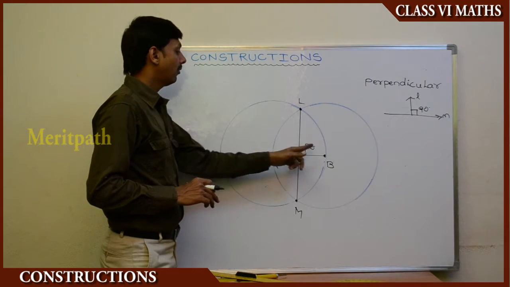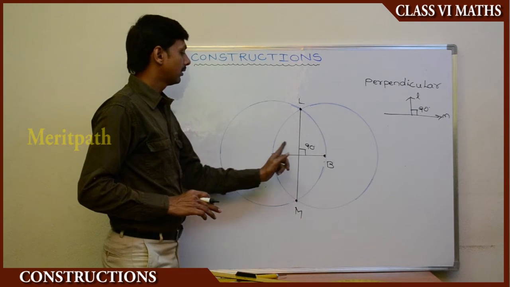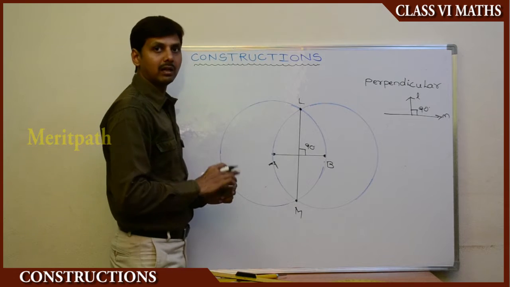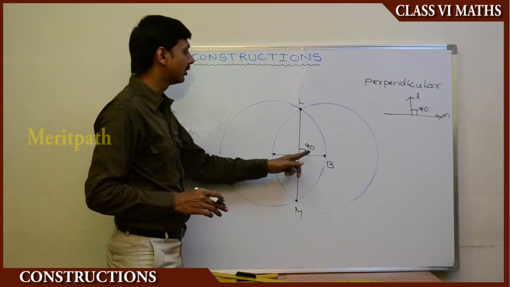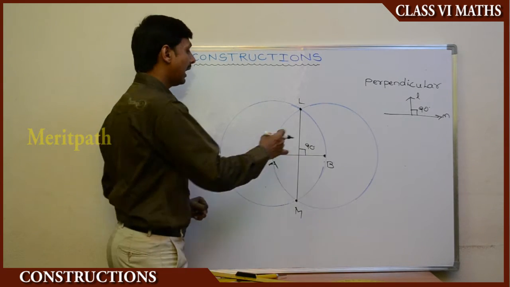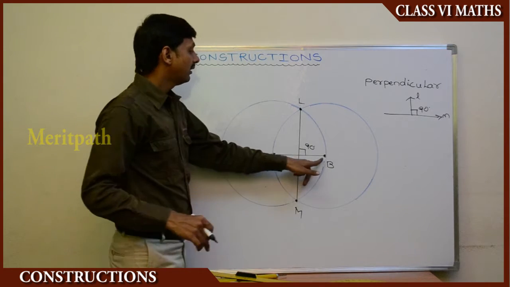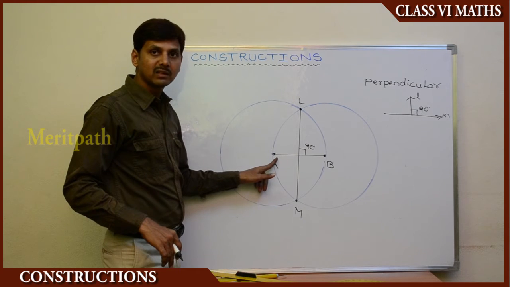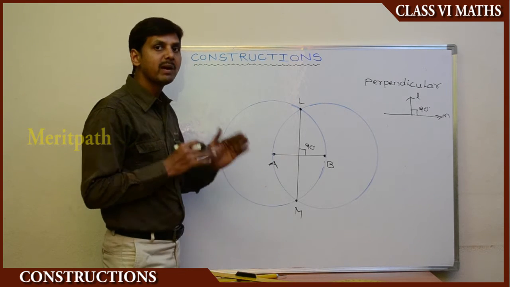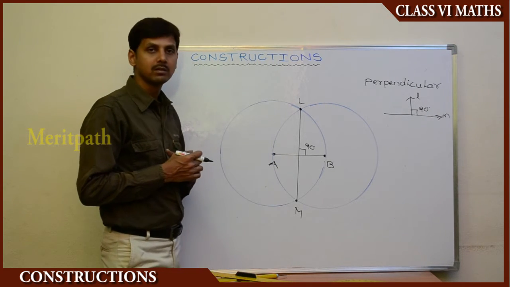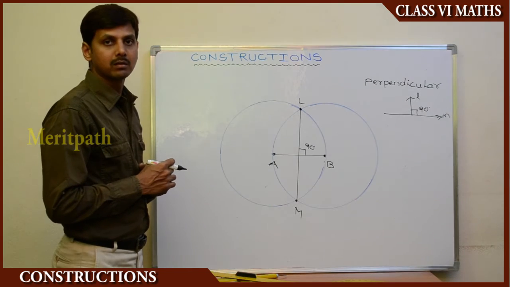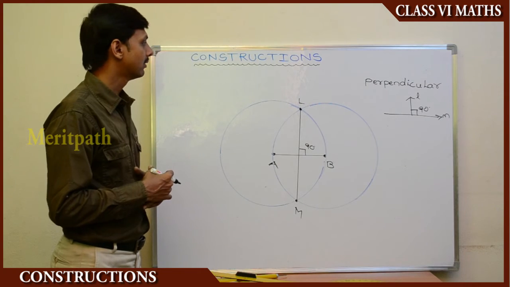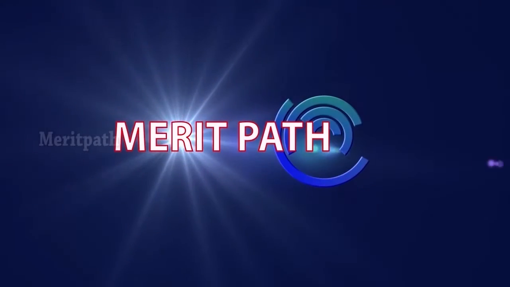When we draw a circle with radius AB, and then draw using the center B, this circle intersects the other circle and passes through the center A. So in this manner, two circles are intersecting. This is the concept about two circles intersecting. So let's go to the next one.